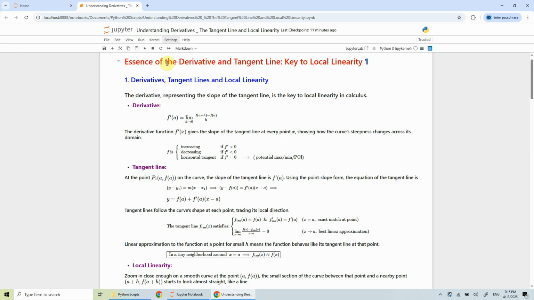Let's study the relationship between derivatives, tangent lines, and local linearity. Based on the definition of the derivative, we know the derivative represents the slope of the tangent line at every point across the domain. If the derivative is positive, the curve is increasing. If negative, decreasing. If zero, that means at that point the tangent line is horizontal. The point is called a critical point. It is a potential maximum, minimum point, or point of inflection.